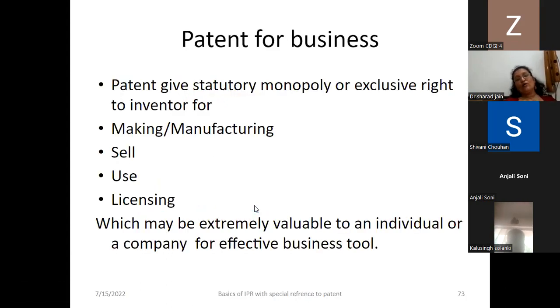Now you want to know how patents are useful for anybody. If we take a patent grant from the government, then for our product or process we get a statutory monopoly or exclusive right to make or manufacture, which no other person can do. As a monopoly, we can sell, use, or license it to any other person after taking money, by making MOUs or by licensing. So these are extremely valuable to an individual or company for effective business too. If somebody has a monopoly, nobody else can enter the market to compete, and exclusively through patents we can sell our product or process to anyone, to society or to people.